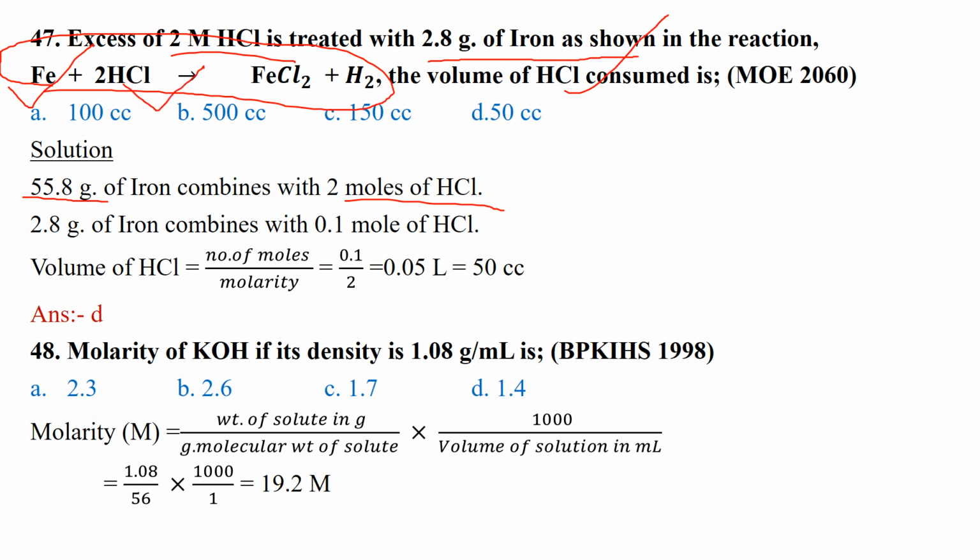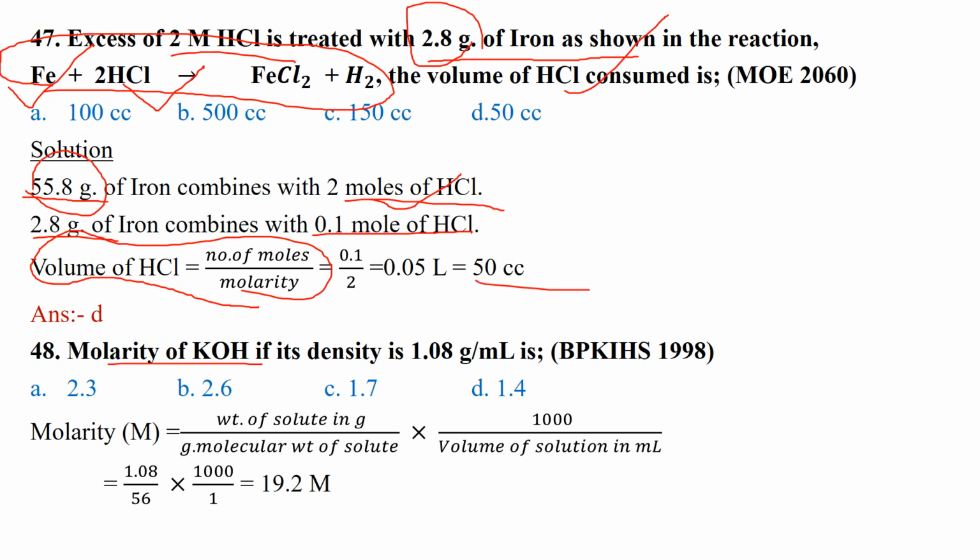So 1 mole of iron combines with 2 moles of HCl. 1 mole of iron means 55.8 gram, because 55.8 is the atomic weight of iron, which combines with 2 moles of HCl. Then 2.8 gram combines with 0.1 mole of HCl. Then we have to calculate 0.1 mole of HCl in volume by using this formula, because molarity is the number of moles divided by volume. So volume is equal to number of moles by molarity. Answer will be 50 cc.